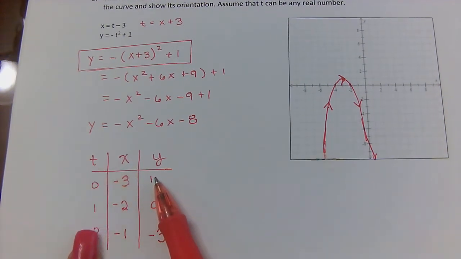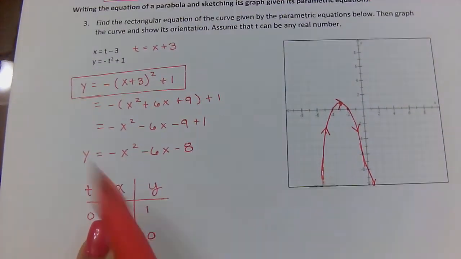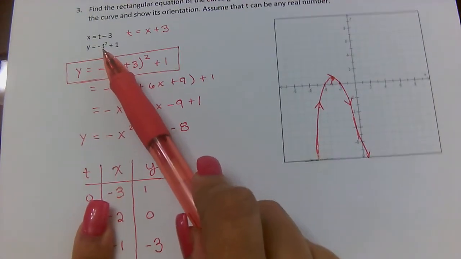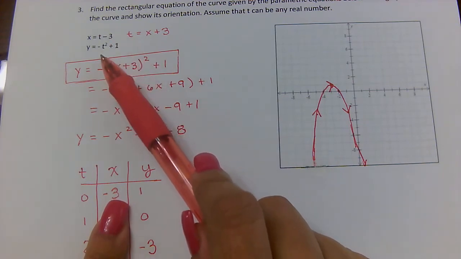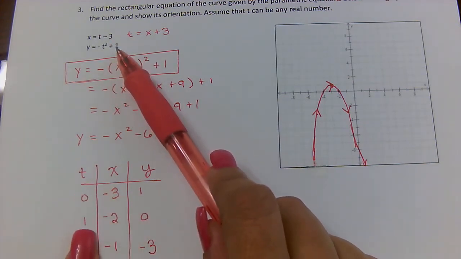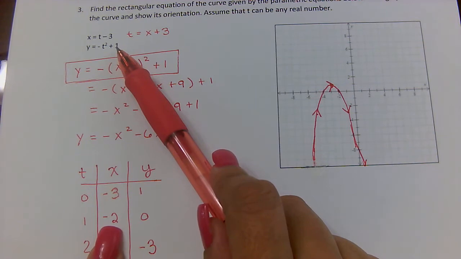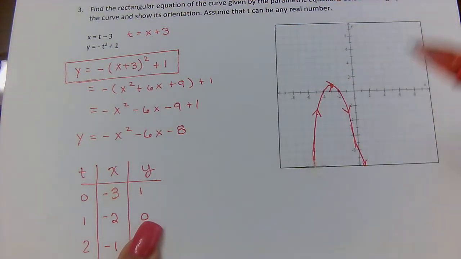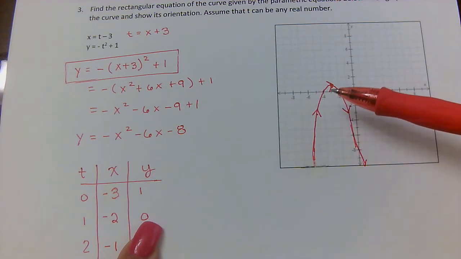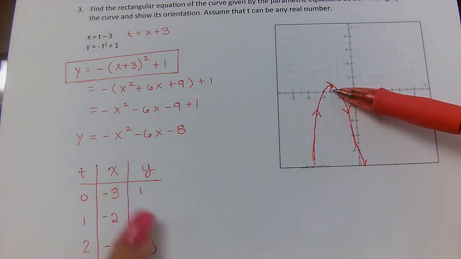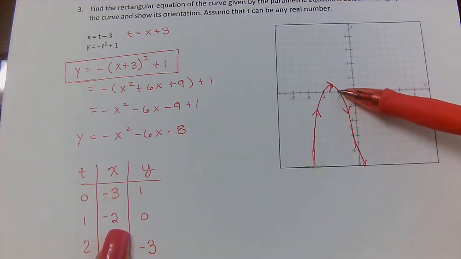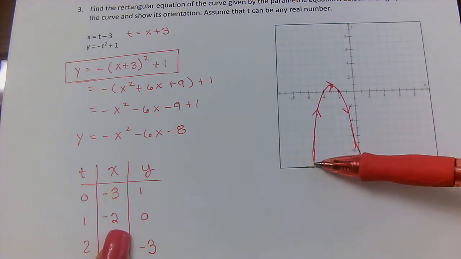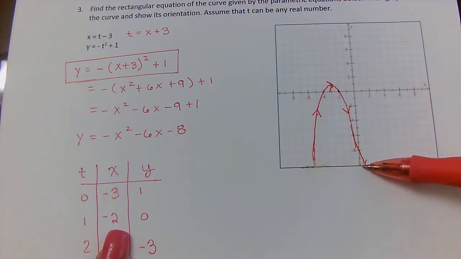I'm using t is equal to 0, 1, and 2, and I'm going to use these points here for my table. So when t is 0, x is -3, and y is 1. When t is 1, x is going to be -2, and y would be 0. So what I'm doing here is I'm going to go ahead and plot those points. -3, 1, that's this point here. And then -2, 0 is this point here. So I can see the direction is going from here, going this way.